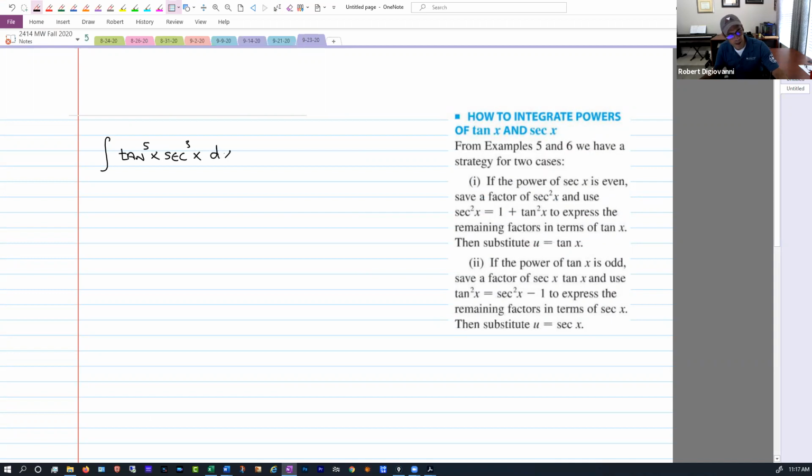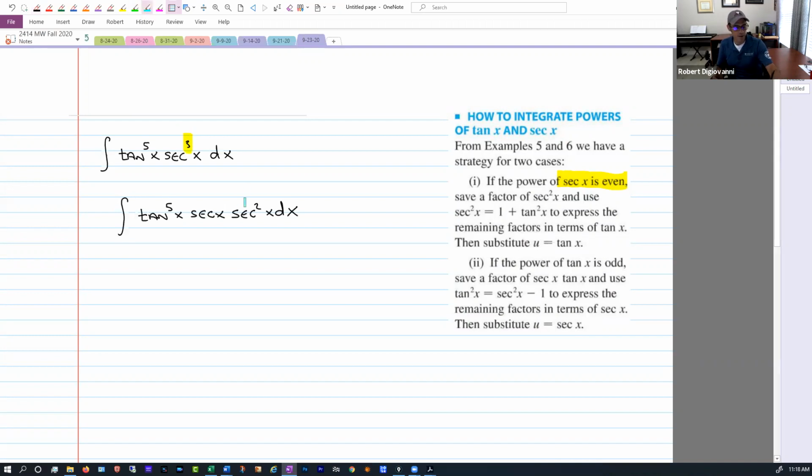In my other class, I had a student ask me, can you use this method where it said if secant is even, can you still use that even though that 3 is not even? Like, can you still peel off a secant squared? And you can peel off a secant squared, but you'd be stuck. And I just want to show you why you'd be stuck. If you peel off a secant squared, you're going to be left with secant x, secant squared x, dx.